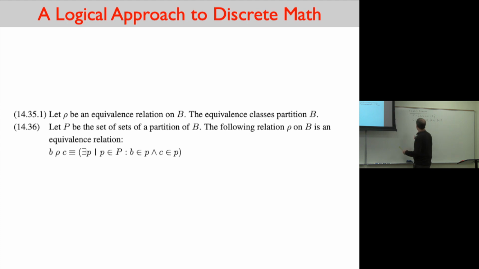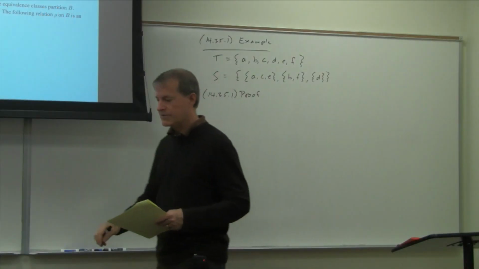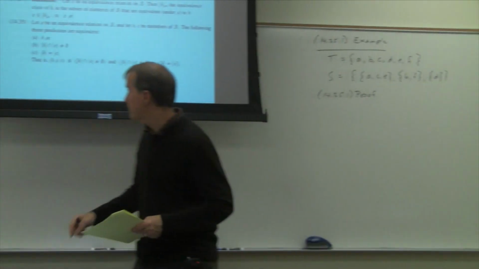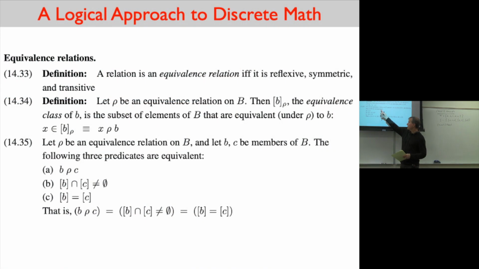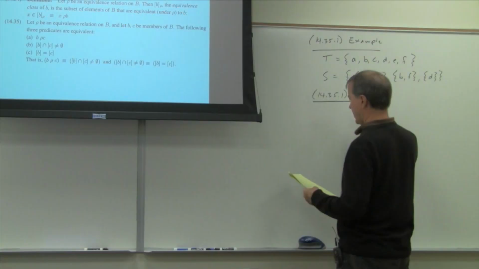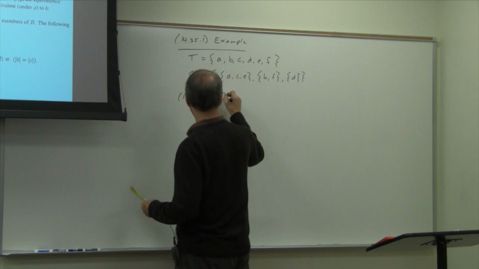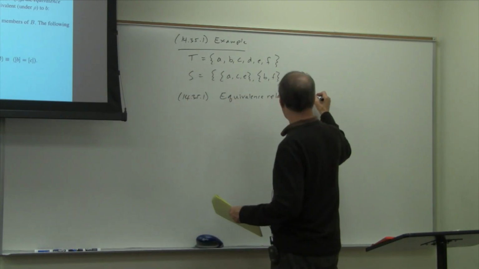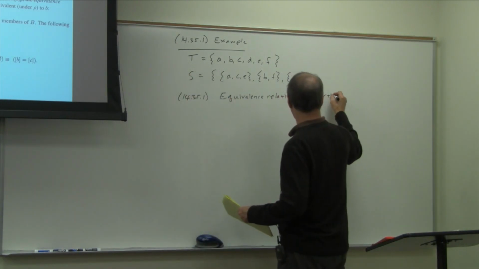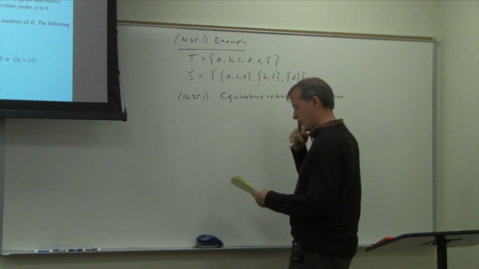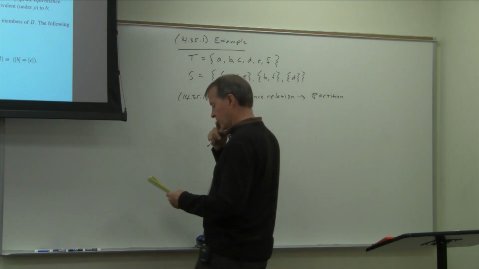Okay, so the proof of 14.35.1. The equivalence classes are defined by 14.34. That's what the equivalence classes are. So 14.35.1 says that an equivalence relation gives us a partition. And so the proof is this.